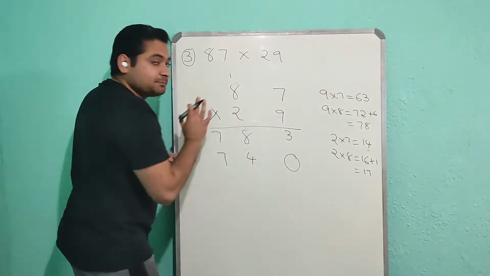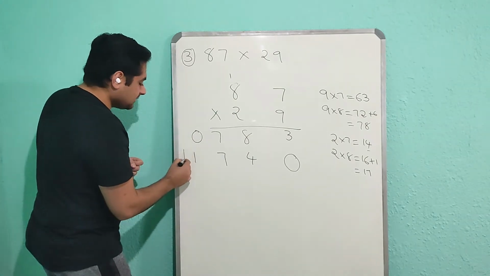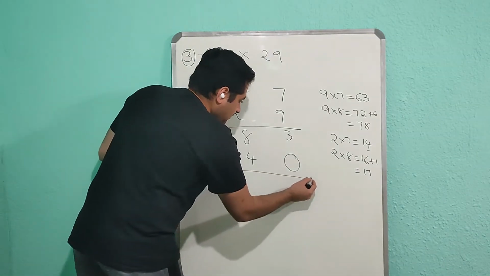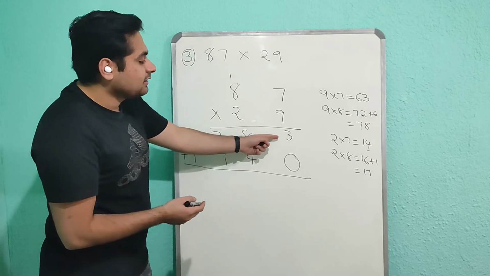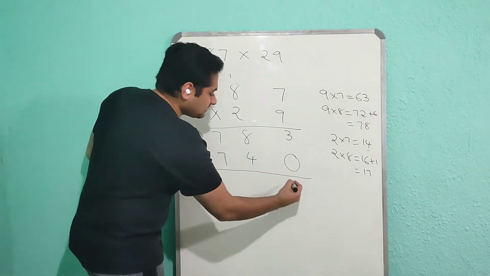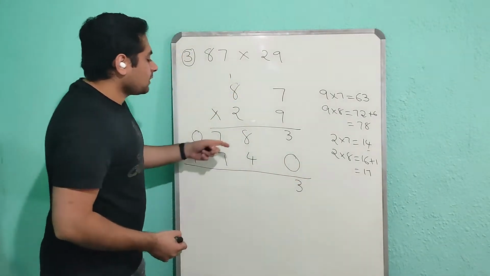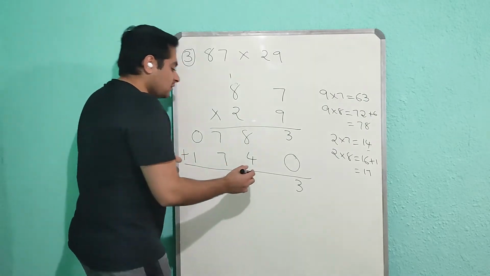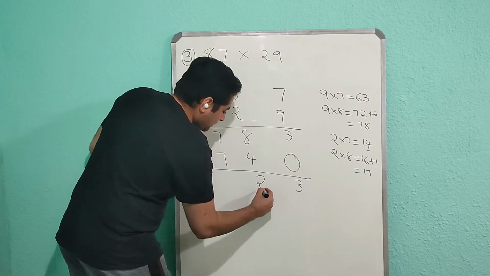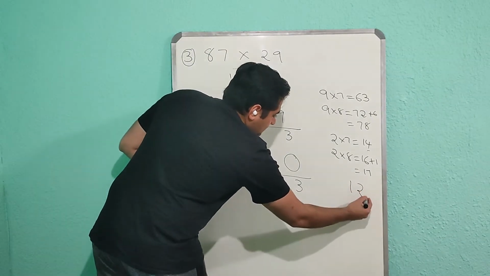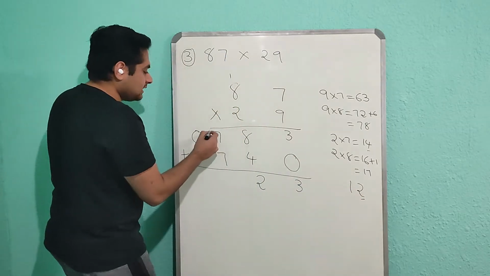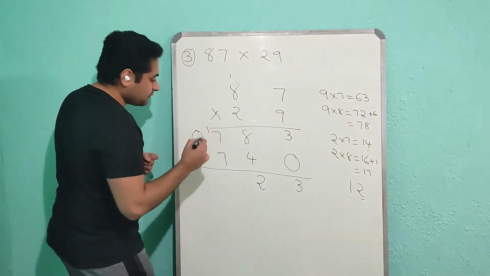Once we are done with all the packet of chips, we'll simply put the addition sign and we draw the line. Now we simply add. What is 3 plus 0? 3 plus 0 gives us a 3. What is 8 plus 4? 8 plus 4 gives us a 12, right? So we write a 2 and carry the 1 to the 7, right? So we put a 1 here.